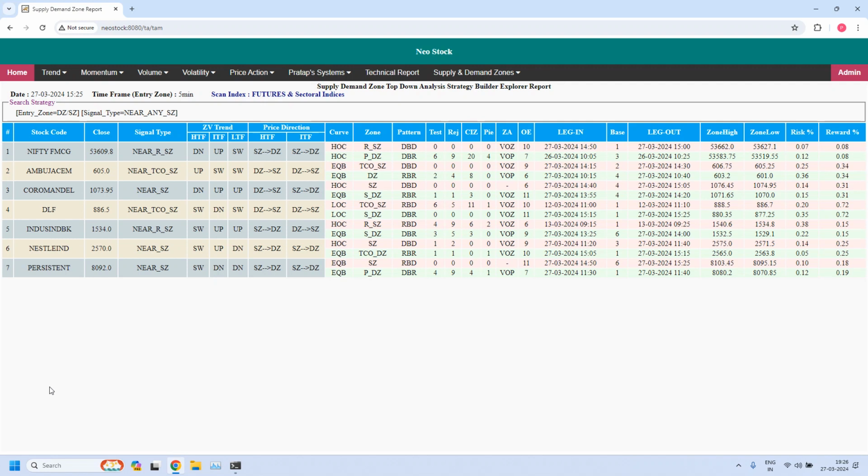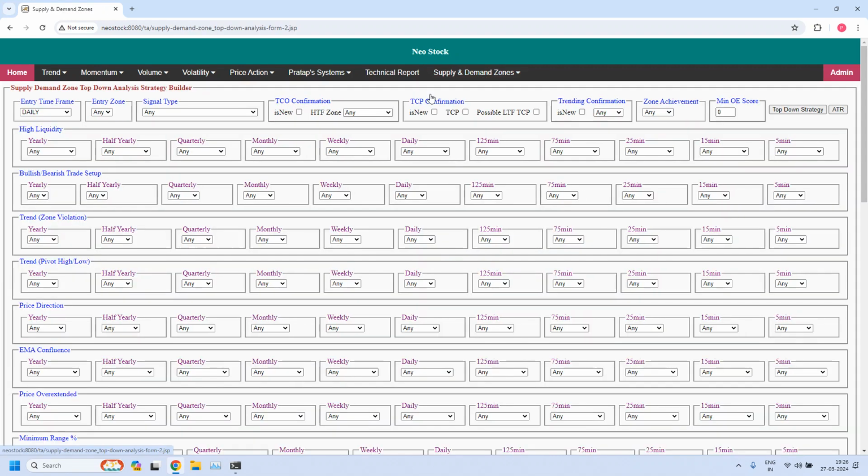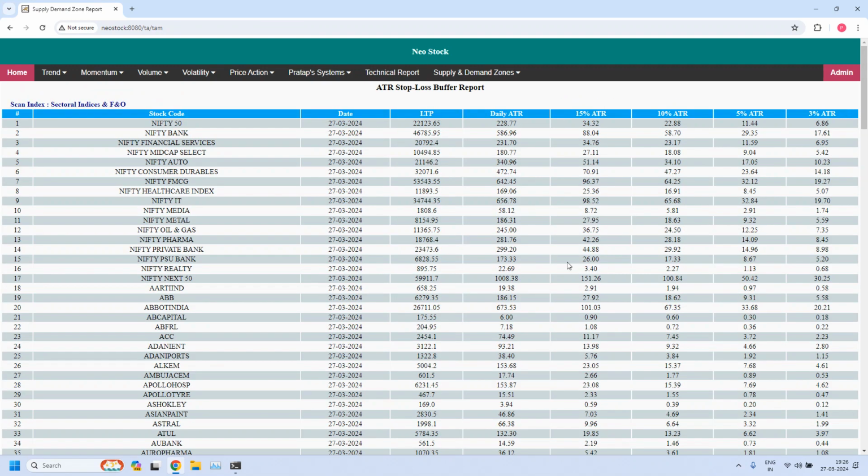And the final report we will generate is stop buffers. Stop buffers we calculated based on daily ATR, and this is the daily ATR. You can use it for the entry time frames. Daily time frame, this is the stop buffer value. This is for 125 or 75 minutes, you can use this. For 15 or 25 minutes zones you can use this, and for 5 minute zones you can use this.